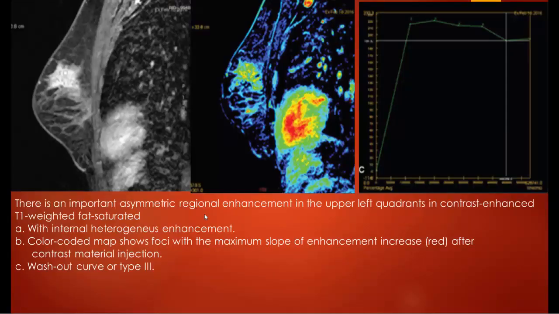Important asymmetric regional enhancement in the upper left quadrant, on contrast enhanced T1 weighted fat saturated images, with internal heterogeneous enhancement. Color could show foci of maximal slope of enhancement increase after contrast injection, with wash-out kinetic, type 3 curve.